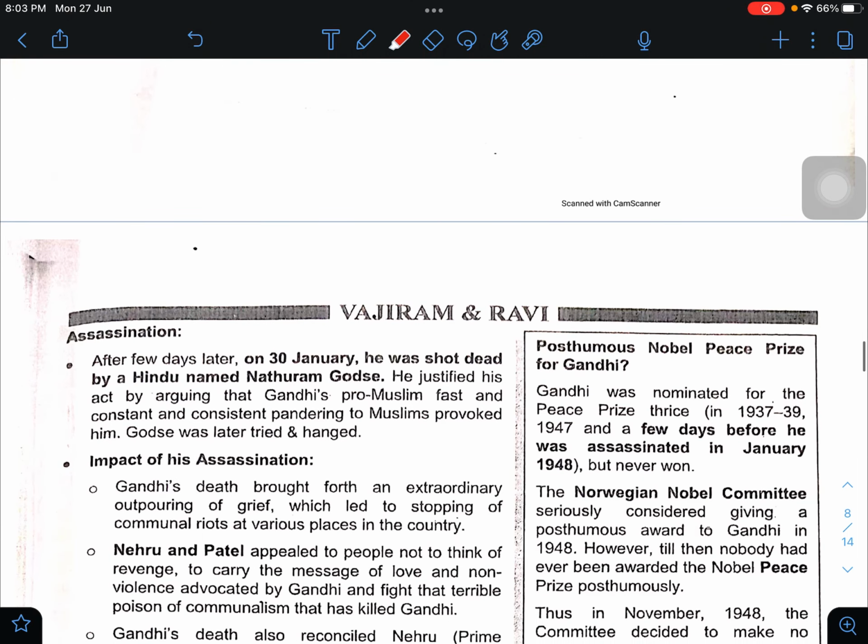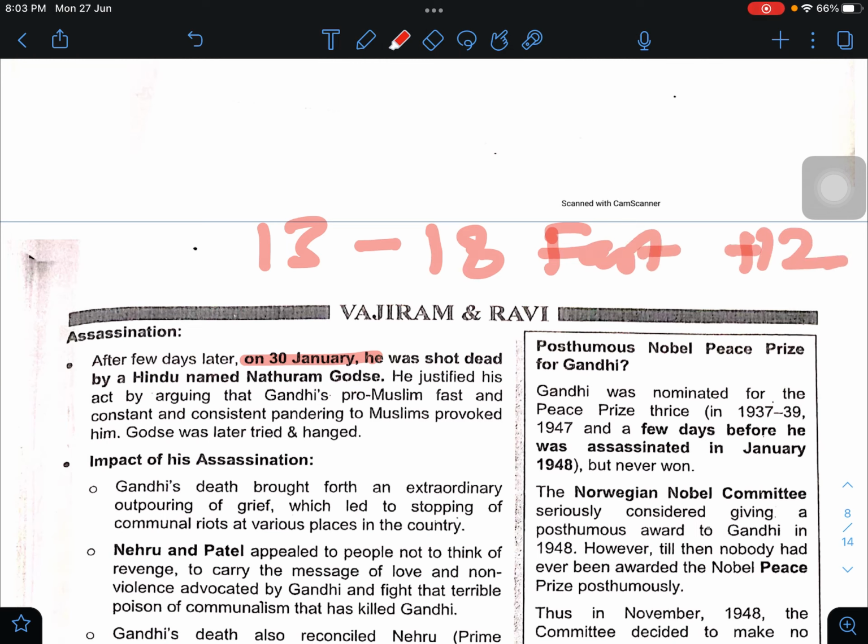Assassination. After a few days, on 30th January 1948, he was shot dead by a Hindu named Nathuram Godse. He justified the act by arguing that Gandhi's pro-Muslim fast and consistent pandering to Muslims provoked him. Godse was later tried and hanged.